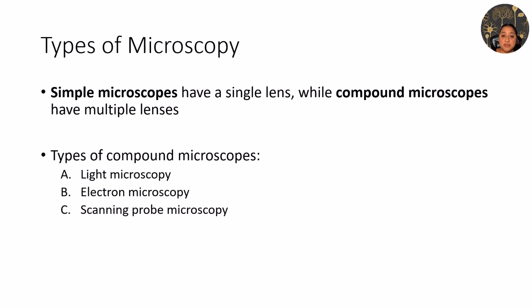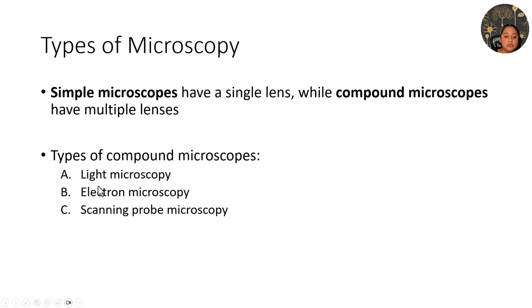And so there are different types of microscopes. Simple microscopes have a single lens, almost like a magnifying glass, or like the one that I showed you that Van Leeuwenhoek had. Compound microscopes have multiple lenses, so it's almost like having two magnifying glasses, and by working together, you magnify it even more. And there are different types of compound microscopes.